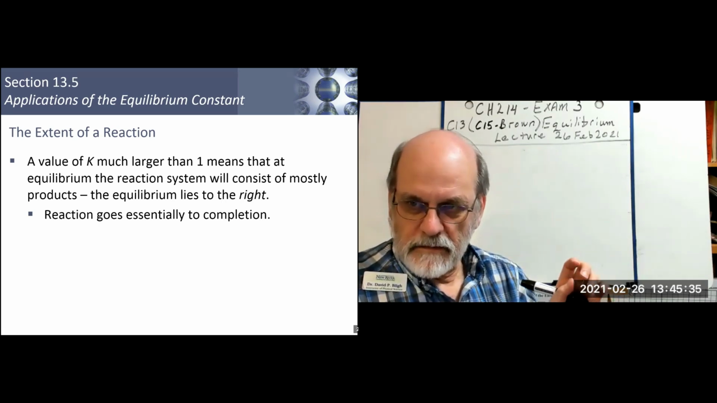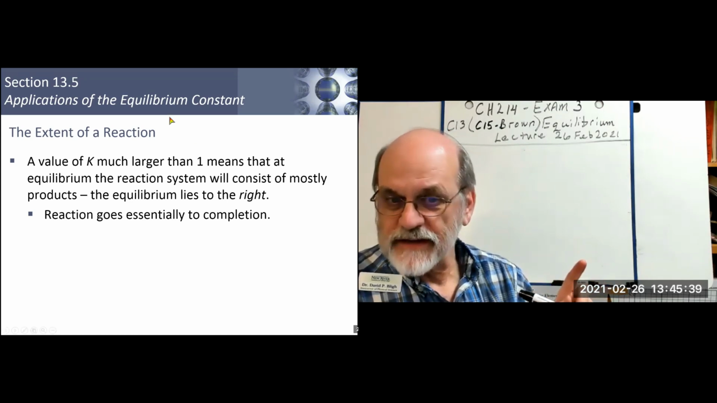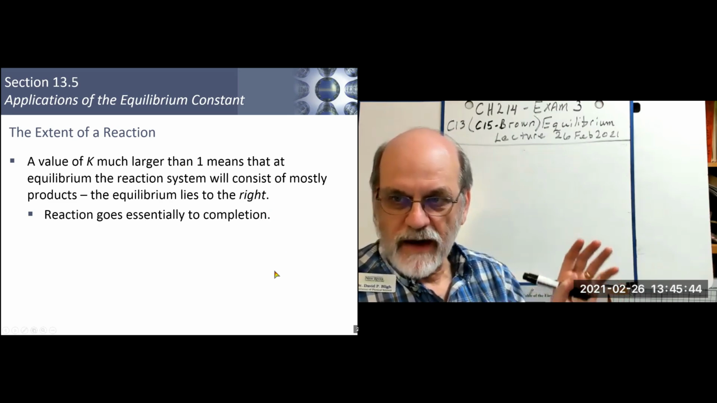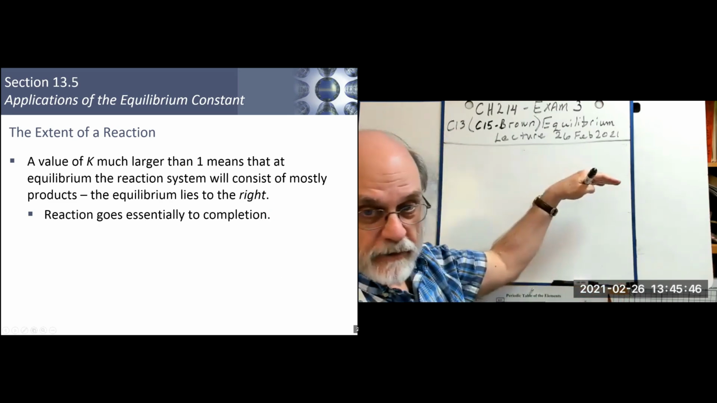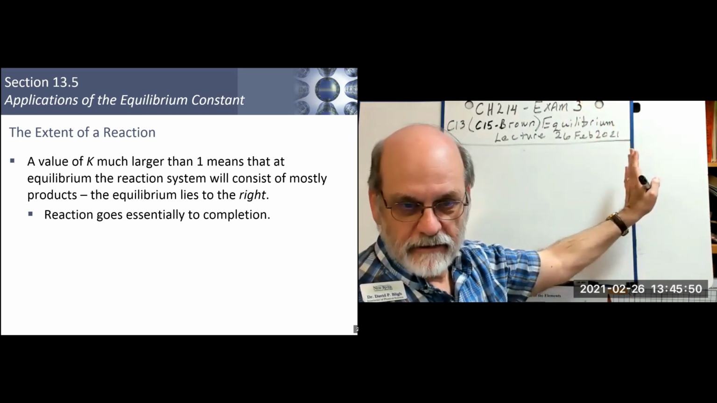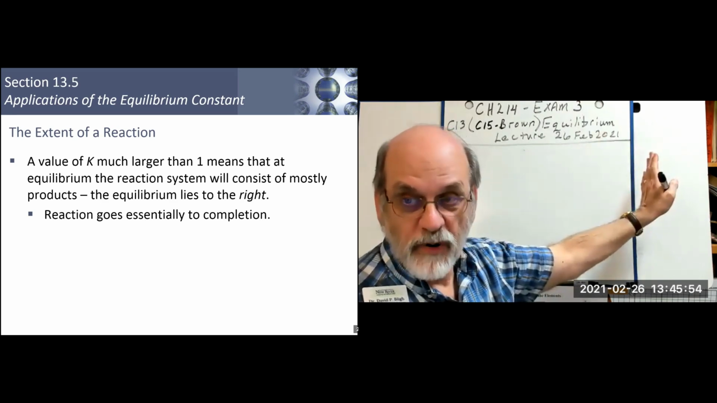And when we say lies to the right, you need to be referencing an equation. Since we said that the K is much larger than 1, we know that we're talking about a reaction that's going this way, and we're on the right-hand side, predominantly. So that reaction position is toward the products.